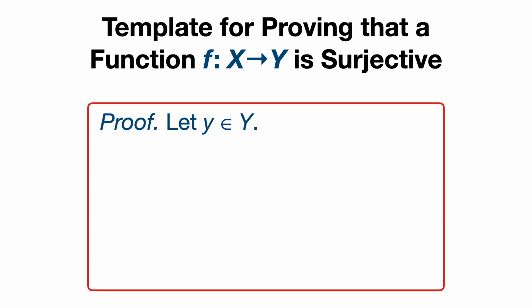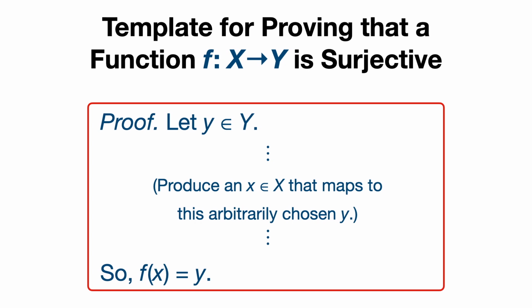Sometimes you'll be asked to prove that a function is surjective. This proof is often trickier for students than proofs of injectivity, and again, the reason is that we start with an element of the codomain, and we need to produce an element of the domain. So we begin the proof with a generic element little y in the codomain capital Y. In the middle of the proof, we're going to have to find some element x in the domain that maps to our arbitrarily chosen little y.